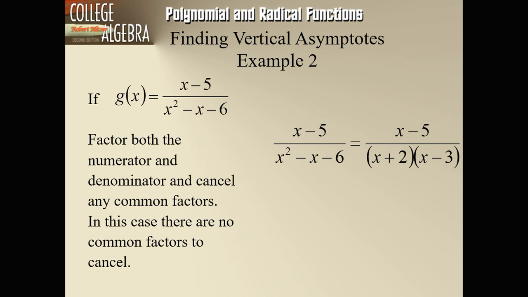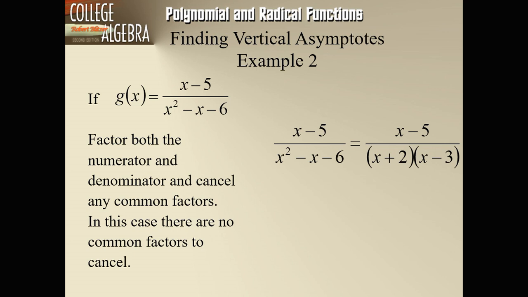g of x equal to x minus 5 over x squared minus x minus 6. So again, factor muna natin si numerator, and we have here x minus 5. Hindi naman na siya factorable, so x minus 5 pa rin siya. Ito namang general trinomial natin, we have x squared minus x minus 6. Pag finactor natin yan, ang makukuha natin ay x plus 2 quantity times x minus 3. So, factor both the numerator and denominator and cancel any common factors. In this case, there are no common factors to cancel.